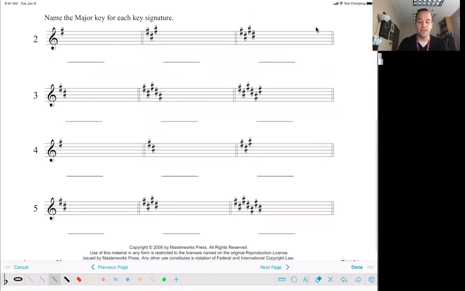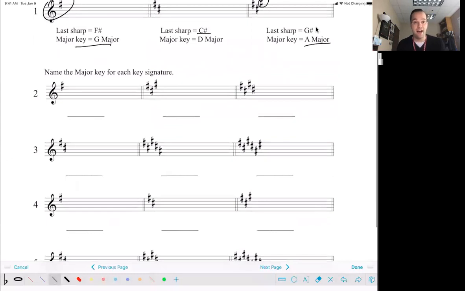So we're going to do a couple of these together. I'm going to do kind of the first half on here. And then if you want to do some by yourself at home, you can. We'll do some in class tomorrow too. So the first one here, we already did this, 1 sharp. The last one is F sharp. So this is the key of G. Next one we already did also. The last sharp is G.